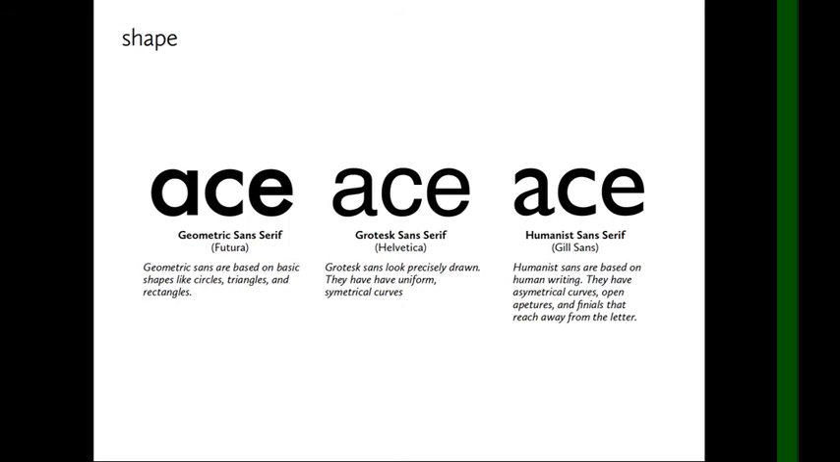Humanist sans serif on our right, and our example is Gill Sans. Humanist sans are based on human writing. They tend to have very asymmetrical curves, meaning the left and right hand sides of curves are generally not the same. They tend to have very open apertures and finials that reach away from the letter, which creates those open apertures.